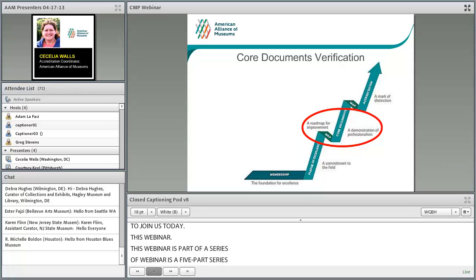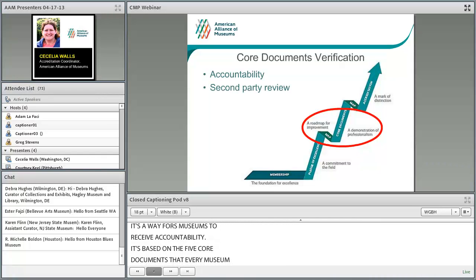It's our new program that is a prerequisite for accreditation, but it's a lot faster and a bit easier to get through than accreditation. It's a way for museums to receive accountability. It's based on the 5 core documents that every museum should have, and I'll talk a little bit more about that a little later on. It's a second-party review of those documents, so you get a third party looking at these 5 core documents.